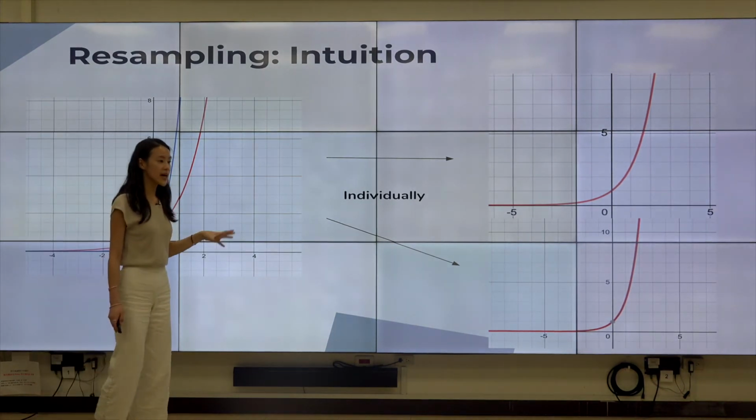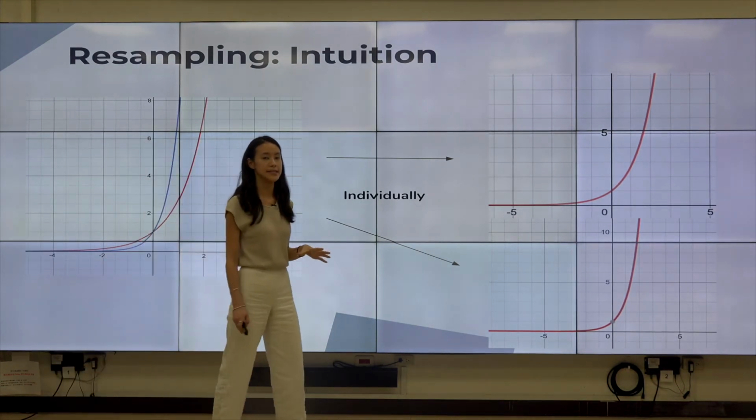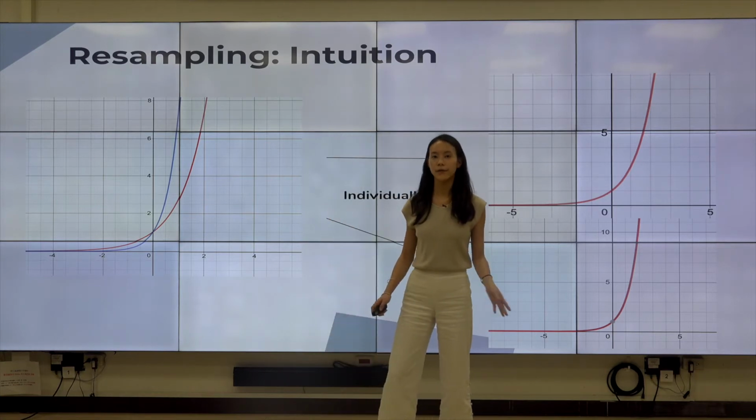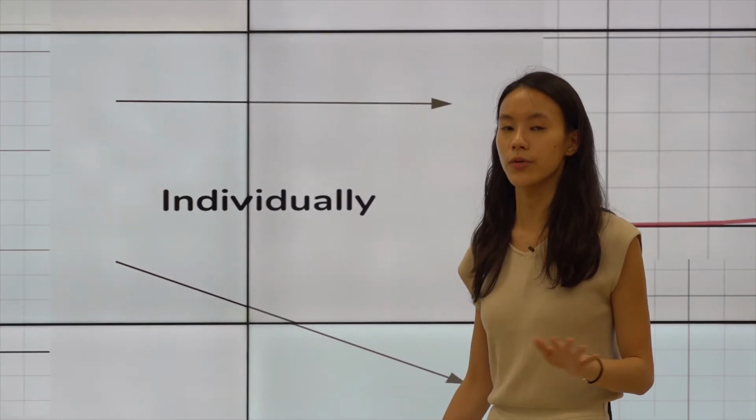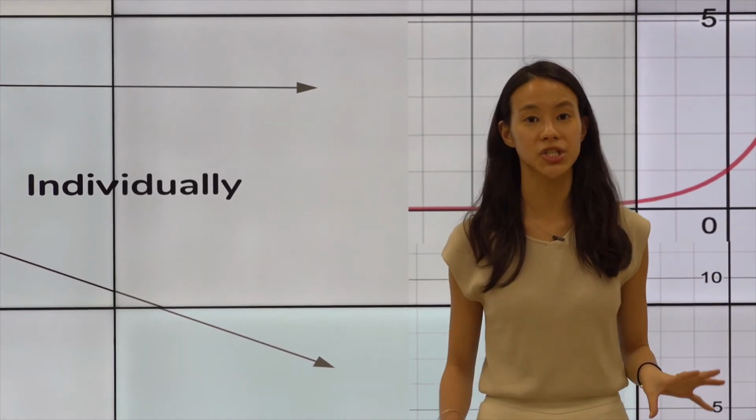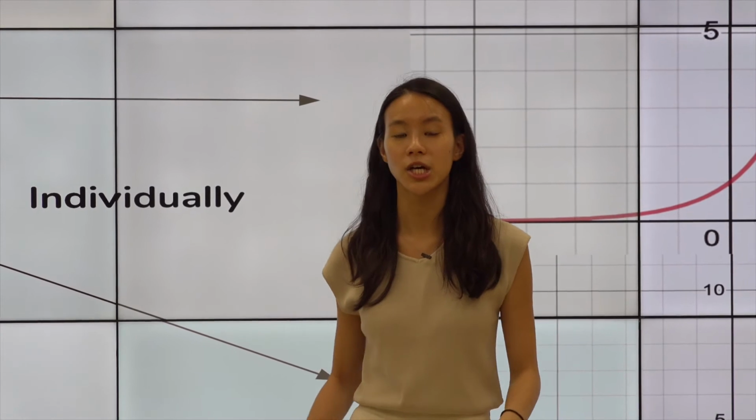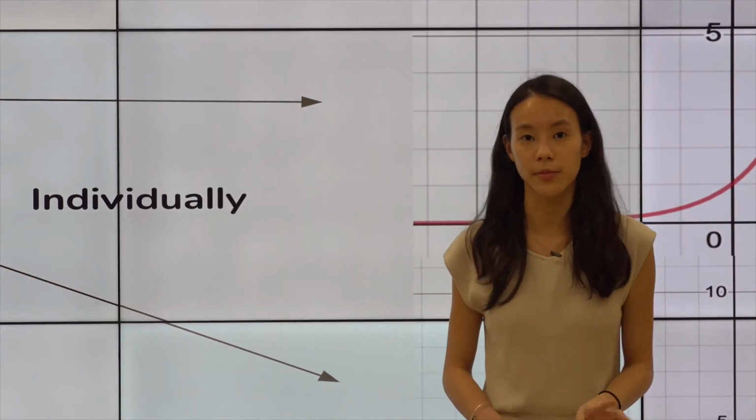So the entire idea behind resampling is that we're trying to create new points in order for the two images, the registered and the fixed image, or the moving and the reference image, to become more comparable to each other.